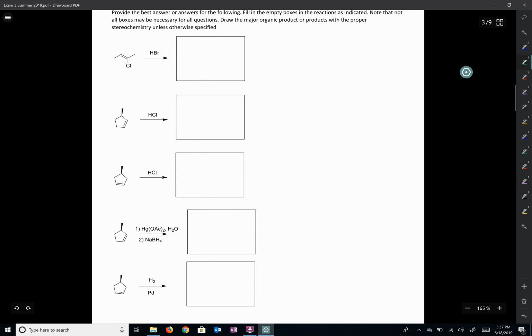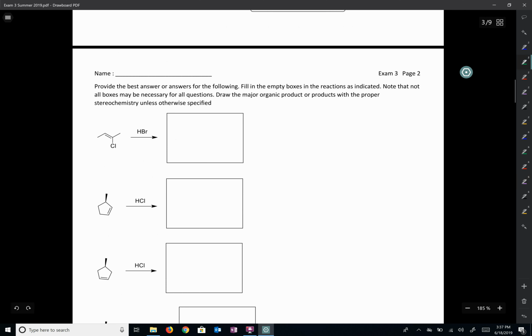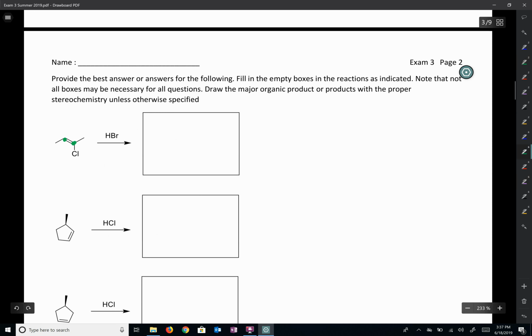All right. So here I'm going to show you the mechanism for this top one here. We see an alkene with HBr. That should be addition. This HBr plus alkene should be firing the addition thoughts in your brain.